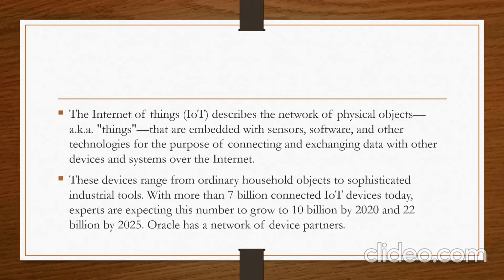So these devices range from ordinary household objects to sophisticated industrial tools. And they are saying that with more than 7 billion connected Internet of Things devices, they were expected to grow by 10 billion in 2020, and they are expected to grow to 22 billion this year, 2025.